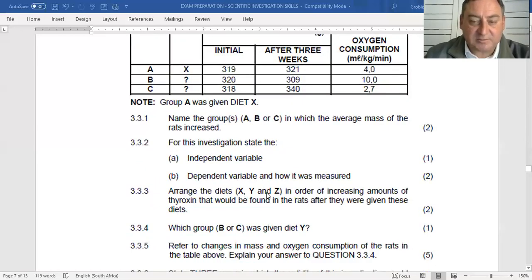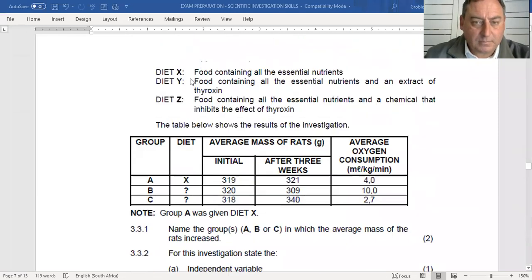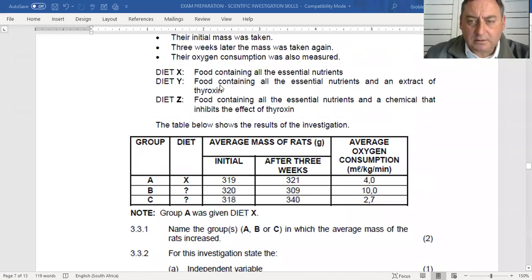Now arrange the diets X, Y, and Z in order of increasing amounts of thyroxine that would be found in the rats after they were given these diets. So we said, okay, there's X. Remember, that was a normal diet. And we said B is obviously the one where the thyroxine is. So which one was that? If we go back, which one was the one where the nutrients were with the thyroxine? It was Y. So B, I can put in here Y.